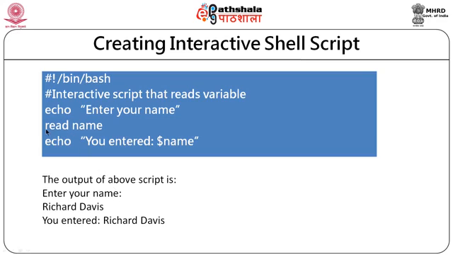Then the interpreter will run the second line, that is read name. So, whatever we type will be entered and stored in this name variable. This is how we can create variables. Name is a variable which will store the details that we have entered at the command prompt. In this example, I have entered Richard Davis. This is the name of a person which I have typed on the command prompt, and this name will be stored in the variable name.